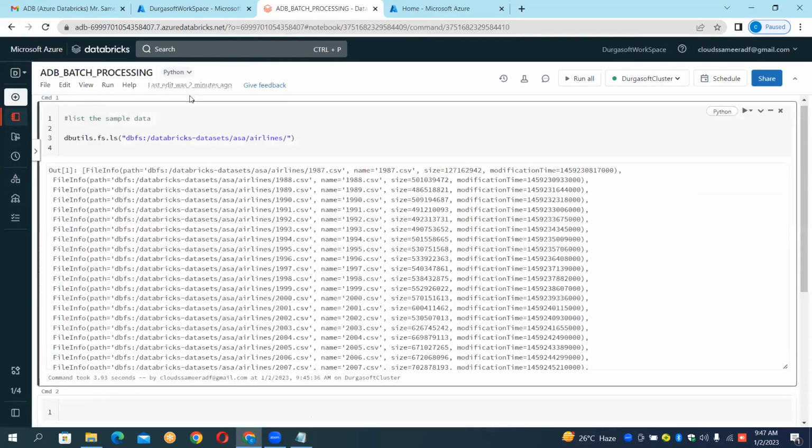If you want to give our own file, then we can upload it here, right, sir? Yes, definitely. You can give your own path, whatever. You can do it that way. So this is the sample data we have. These are some sample datasets, Databricks datasets, in DBFS Databricks.